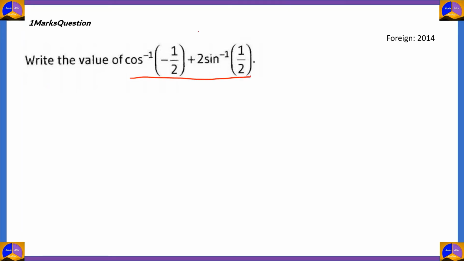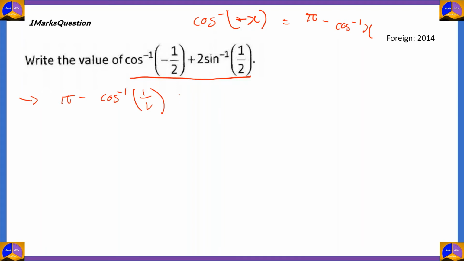So over here, cos is given in terms of negative. And what happens when we have cos inverse of minus x? We write it as pi minus cos inverse x. Let's write it here. So this equation will become pi minus cos inverse of 1 by 2, and we put that in a bracket, plus 2 sine inverse of 1 by 2.